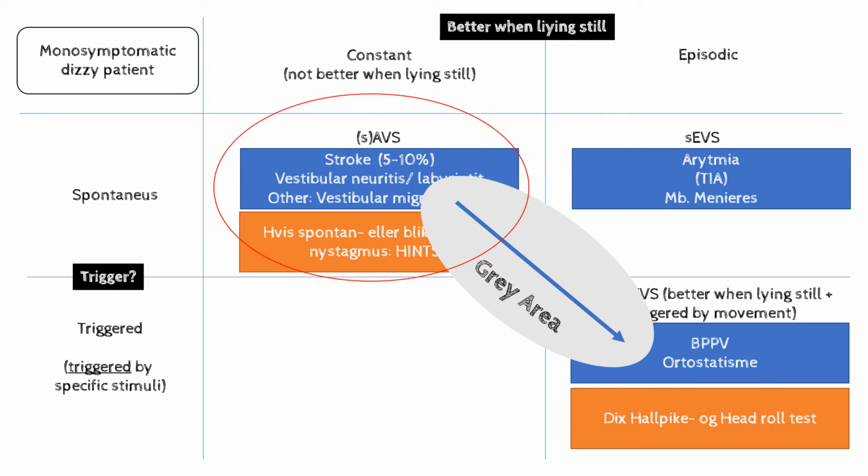Let's talk a bit more about this category, the AVS, which is the one that we want to consider using the HINTS test for if they have nystagmus. Okay, so that was who we are going to do this HINTS test on. And now we'll go to how we are going to do the HINTS test.